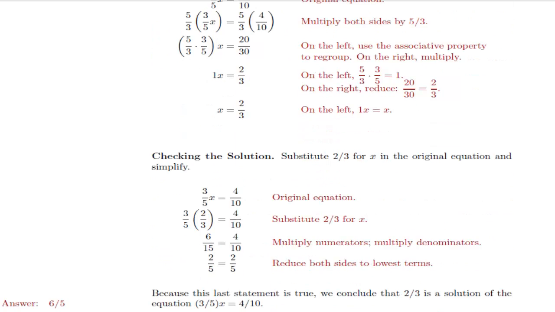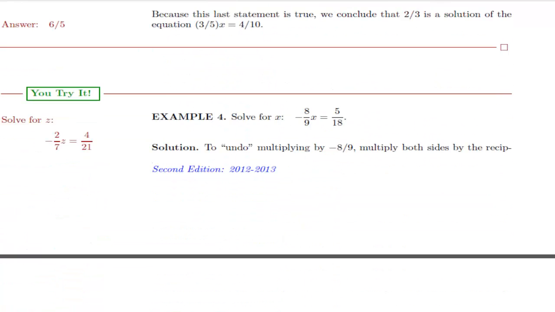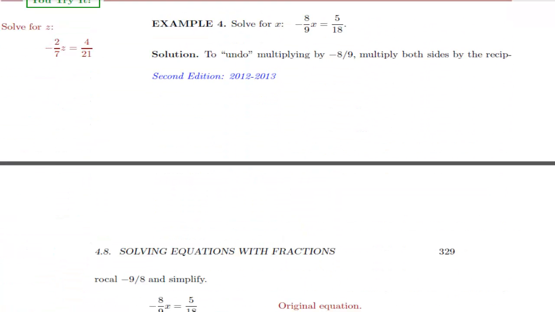Checking the solution, substitute 2/3 for x in the original equation and simplify. We have 3/5 x equals 4/10 as the original equation. Substituting 2/3 for x, we get 3/5 times 2/3 equals 4/10. Then on the left, 3/5 times 2/3 equals 6/15. Reducing 6/15, we get 2/5. Since both sides are equal, we conclude that 2/3 is the solution of the equation 3/5 x equals 4/10.